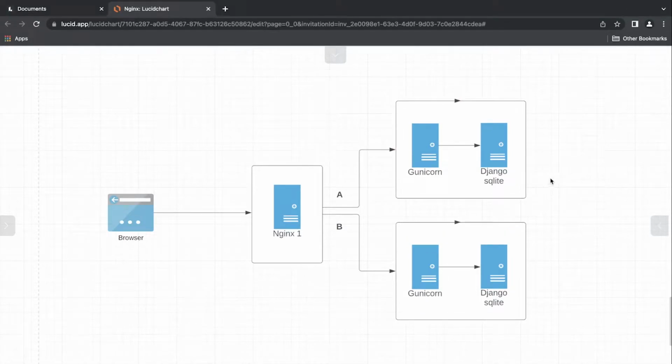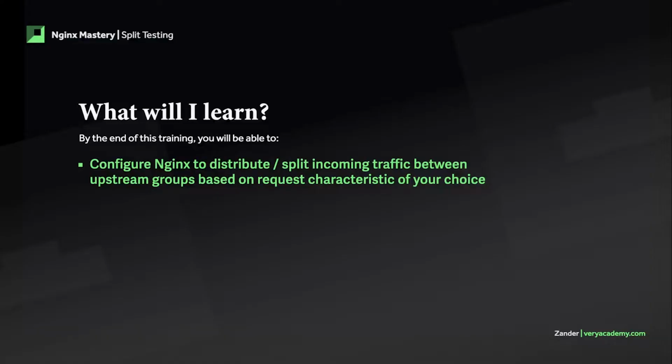So that's just one example of many examples that you might want to utilize this for. But in this tutorial, we are going to learn how to configure Nginx to distribute or split incoming traffic between upstream groups based upon some sort of request characteristic that we can choose from.